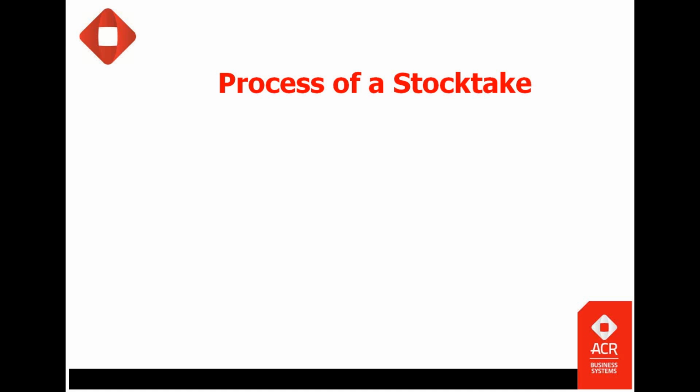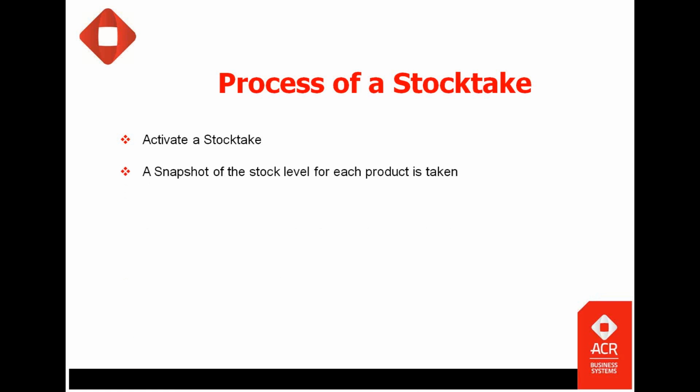So, to start, let's look at what the stocktake system does and how it actually works when you do update a stocktake, and what happens when you press the Update Stock on Hand within ACR. Firstly, you activate a stocktake within ACR. That's the first thing that gets done. Once you activate the stocktake, the system does a snapshot of the stock level for each product that's taken. This is done at the time that you activate the stocktake. So it has a look at it, says this is how much stock on hand is in the system at the time that you activate the stocktake.